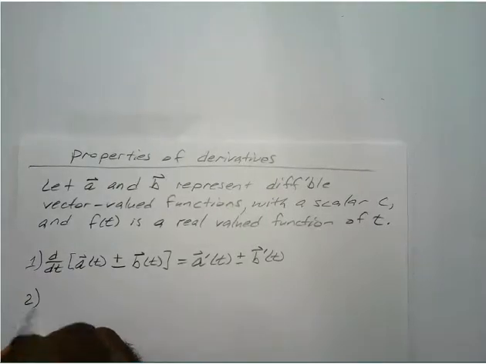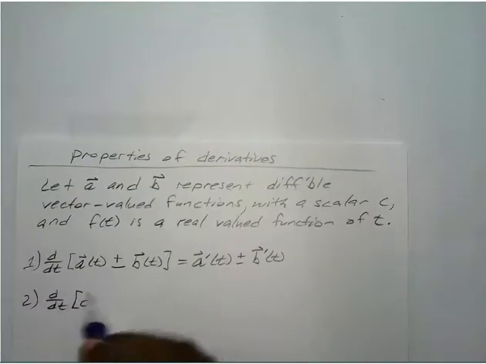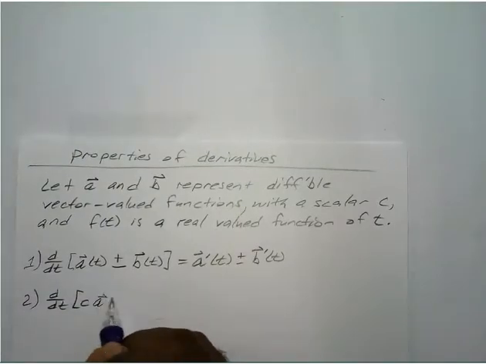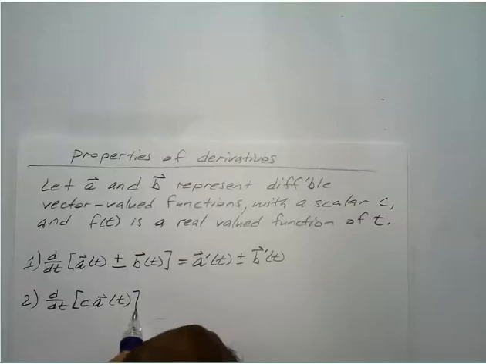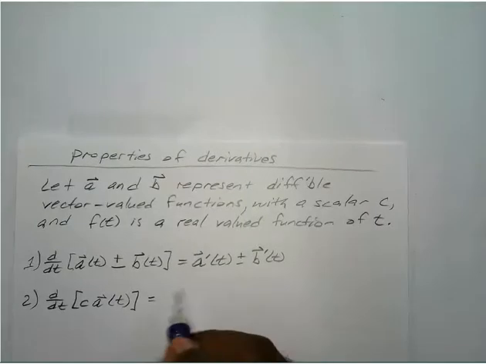Okay, so for number 2, you have the derivative with respect to t of a constant times a vector of t. Just like with the real value, you have that constant times the derivative.